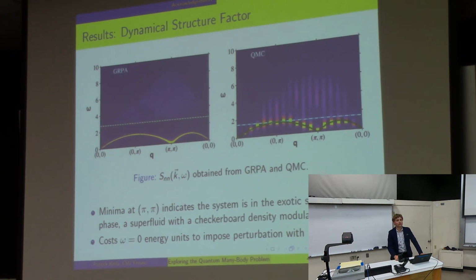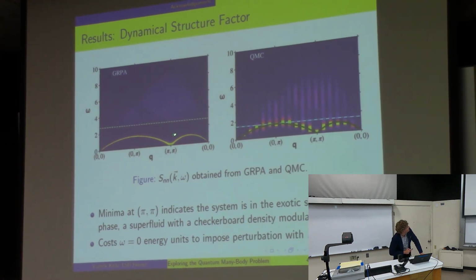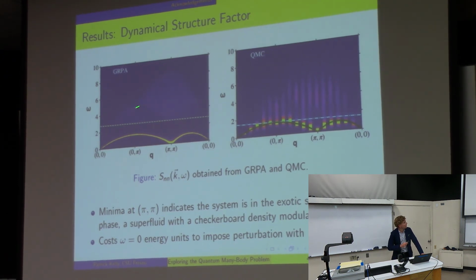What does your horizontal line mean? Momentum of the... No, the dashed line. You have two dashed lines in different places, what does that mean? That's the particle gap, the energy it costs to separate a pair, right? And the GRPA overestimates it. You mean it's like a band structure, another band, an optical band on top? No, it's the gap. So how much does it cost to break a pair?